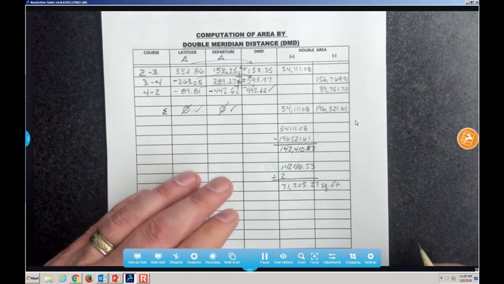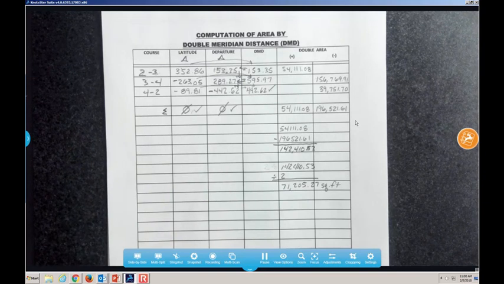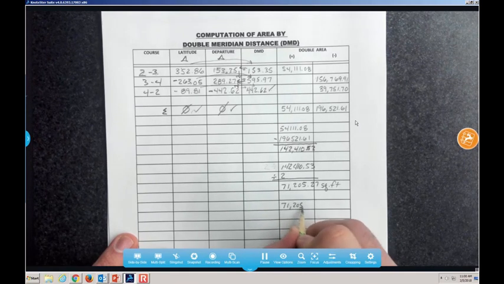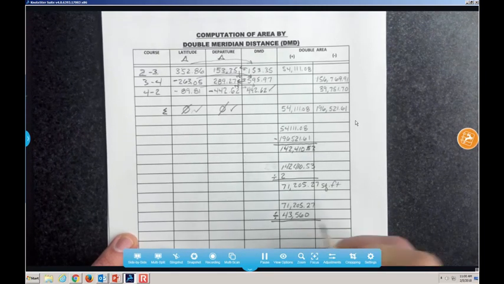Okay? So we just figured out the square footage of that figure. Well, let's figure out the acreage then. 71,205.27, and we're going to divide it by 43,560. And that's going to give us our acreage. It's 1.63 acres.